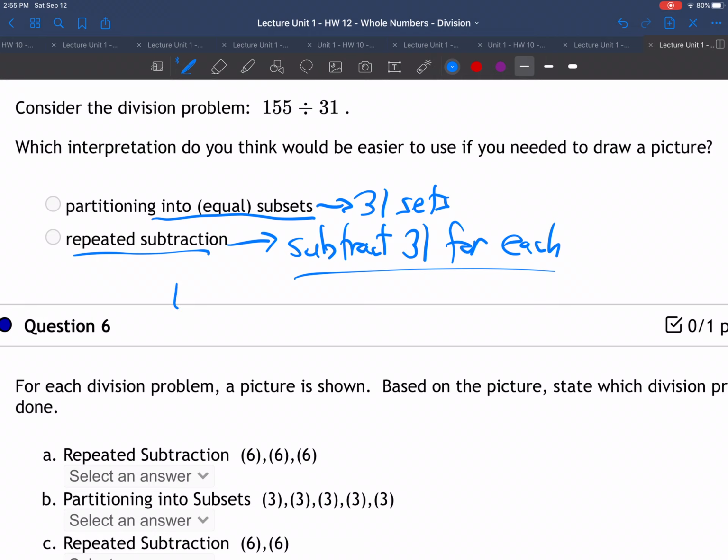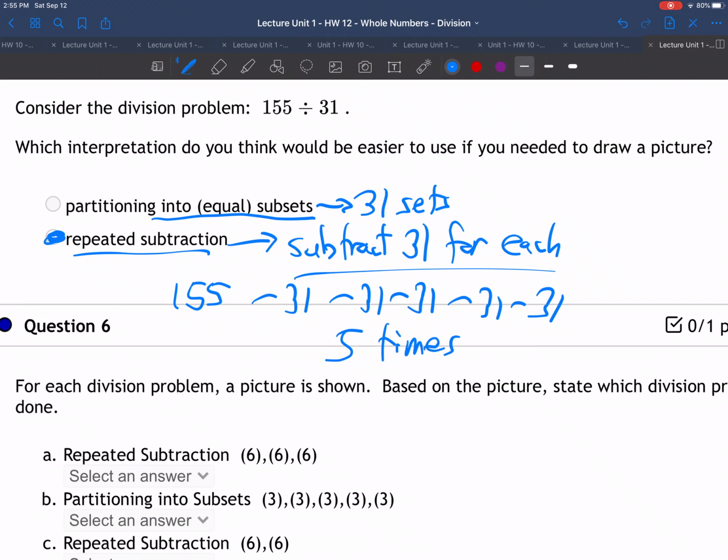Like if I took the 155 and I subtracted 31, how many times would I need to subtract 31? I think it'd be about 5 times, wouldn't it? That would use up the whole 155 about 5 times. So that's only 5 times. So which is easier? Repeated subtraction on this one. Do you see that? So let me help you with this again.